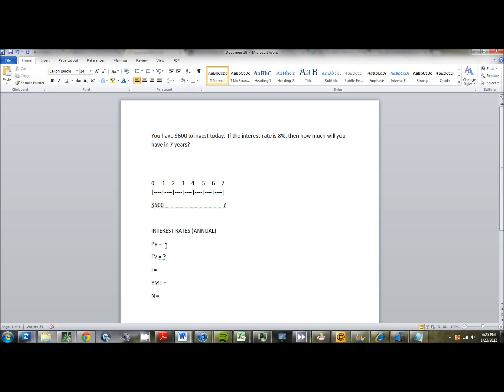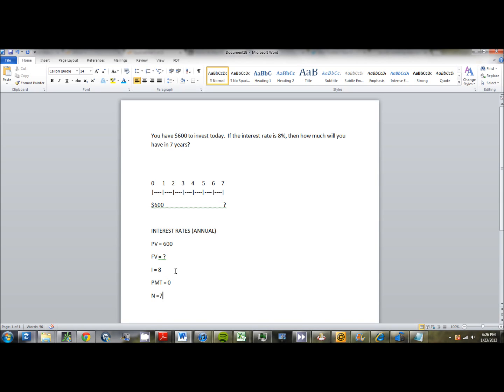You know the present value is 600. You know the interest rate is 8. You know that there is no payment. Now this is also important. Even though there is no payment, I would not leave that blank and simply not enter it into the calculator. That will work for you most of the time, but the calculator is kind of finicky in a few spots. And so just to be complete and to be on the safe side, I would actually physically enter 0 for your payment on the calculator. And then obviously you know N is 7.